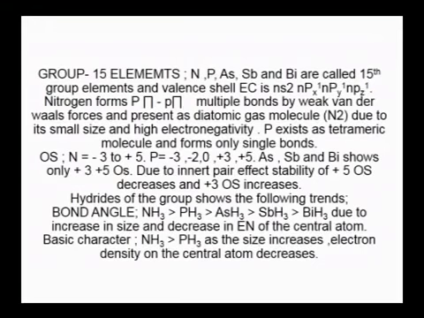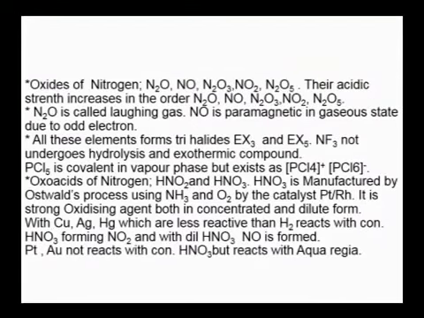The next property is basic character. Regarding basic character, the basicity of ammonia is always greater than the basicity of phosphine, PH3. This is because as the size increases, the electron density on the central atom decreases. The size of the phosphorus atom is more than the nitrogen atom. Therefore, the electron density on the central atom decreases. Hence, phosphine is less basic than ammonia.